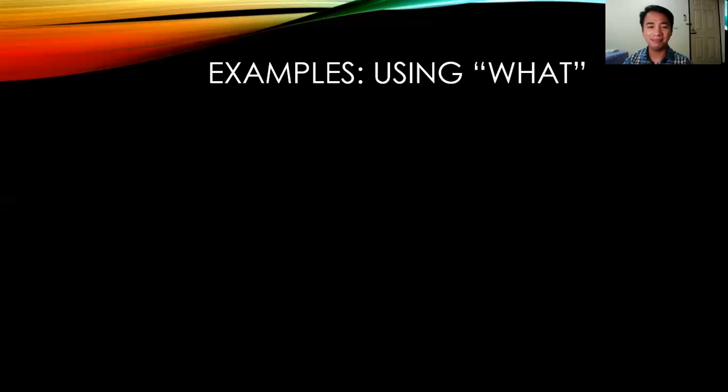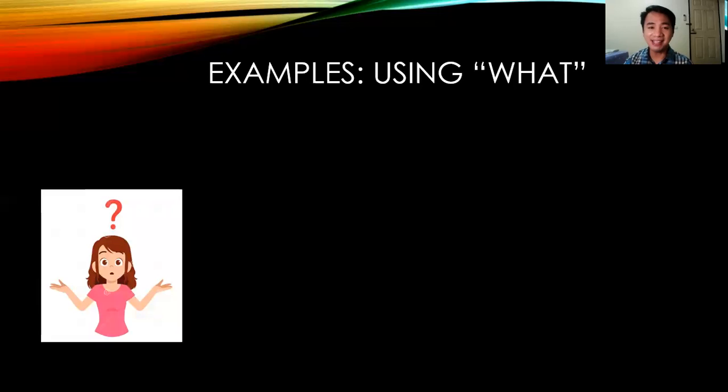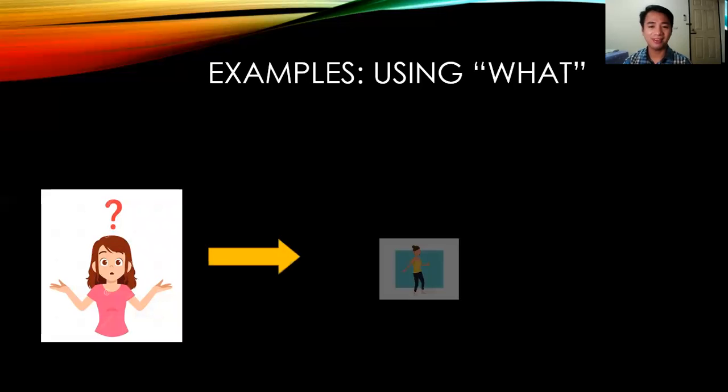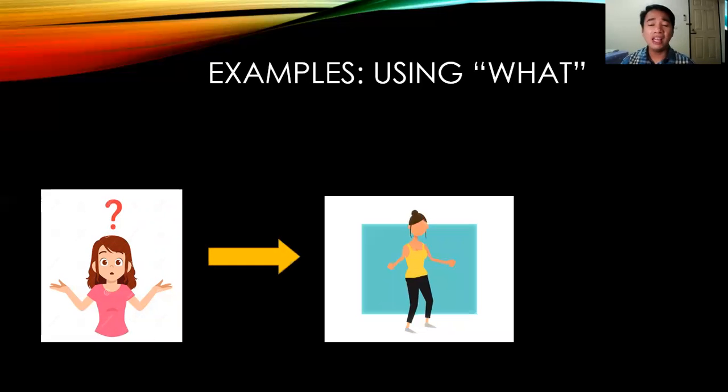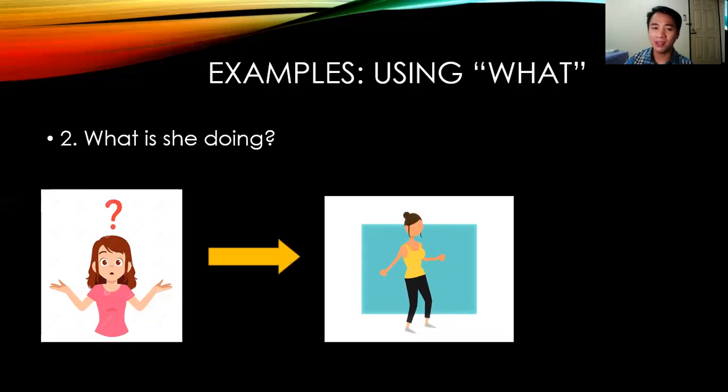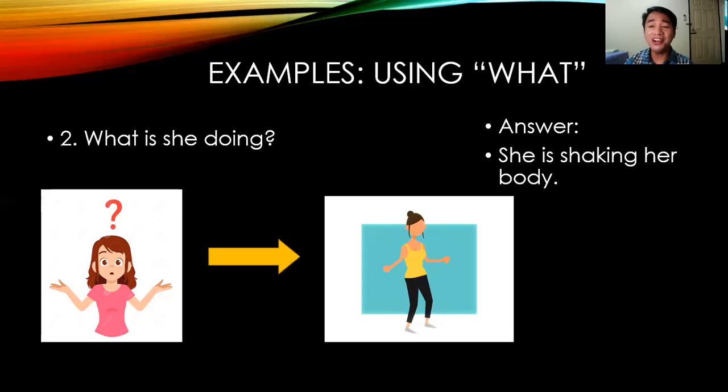Another example. Okay, look at the photo again. What is she doing? That's the question. What will be your answer? This is how you answer based on the photo. She is shaking her body. What is she doing? She is shaking her body. Okay, that's good.